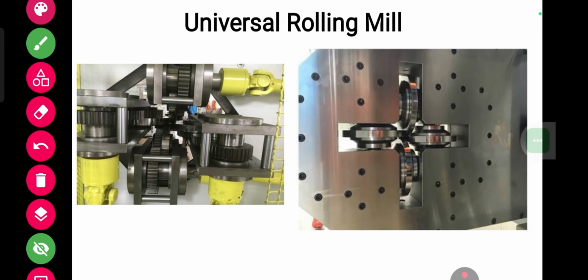Now this is the image of universal rolling mill. Here you can see two horizontal and two vertical rollers in both the diagrams. Two horizontal and these two are vertical.